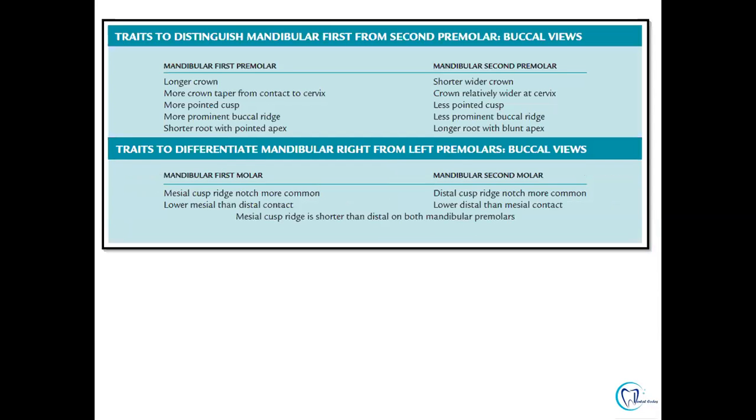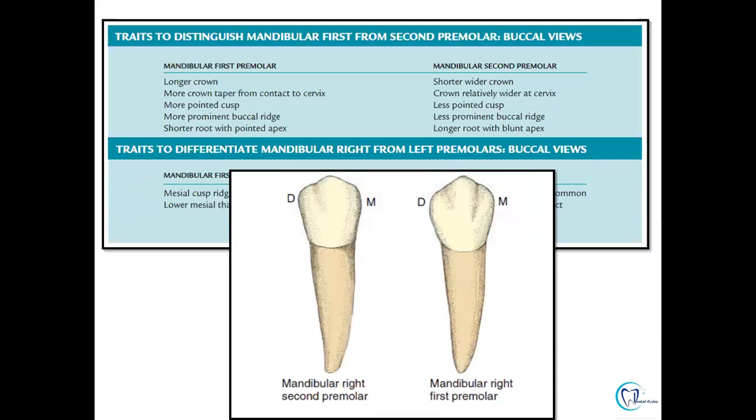Also, we can distinguish the mandibular first premolar from the second premolar. We can identify them with the help of these diagrams. The second diagram is of the mandibular right first premolar. So you have to see the features. When you see the second diagram, the crown is longer. The crown is tapering more towards the cervix. The cuspal tip is more pointed. The buccal ridge is pronounced and the root is pointed.